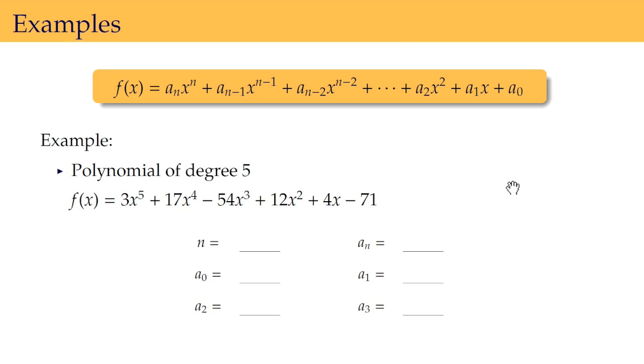Now I'm asked to identify certain parts of this polynomial. Notice the first thing I'm asked for is n. N, as it says on the prior slide, is the degree of the polynomial. N is the highest exponent. Notice that my pattern that's established is I start with n, and then as I go on, I keep subtracting from that exponent. So my highest exponent here is 5, which is also the degree, and so that's what n is.